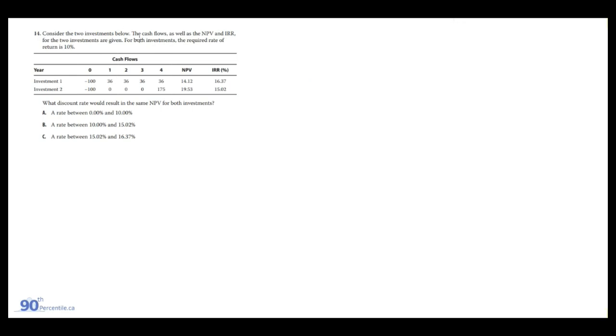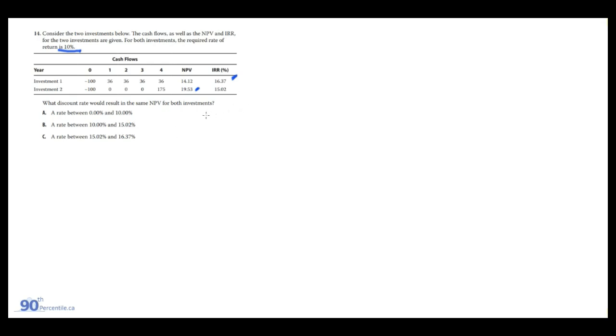All right, last one here. We have two investments. The cash flows as well as the NPV and IRR for the two investments are given. So we have different cash flows. Once again, investment two has everything in year four. Investment one has 4 years of cash flows. We have NPV slightly higher for investment two, IRR higher for investment one. And we're given the discount rate of 10%. So what discount rate would result in the same NPV for both investments?